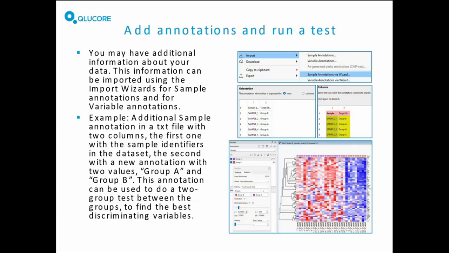We're also going to add an external set of annotations, in this case one annotation with 2 groups, and we'll see how we can set up a statistical test using that annotation. Because in many cases you may have additional information in files that you can then add to your dataset as an annotation using the wizard for sample annotations. And we'll have a look at how you can work with that. But first we're going to import this synthetic file.